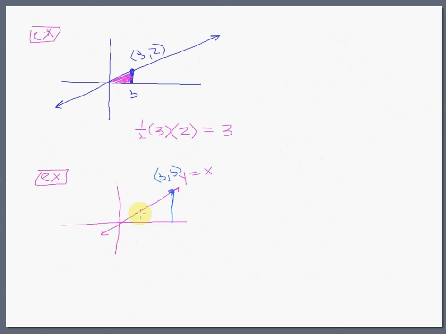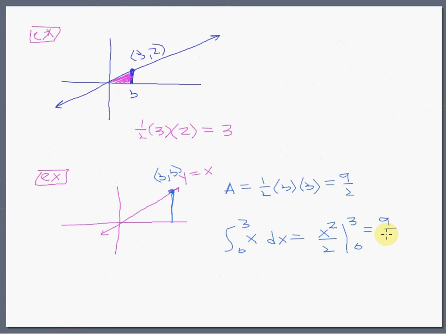So we could use it finding area. So the area under there of the triangle is 1/2 base times height, which is going to be 9/2. Or you could find the same thing taking the integral of x from 0 to 3. Just wanted to show you how this is the same thing. So then here we would get x squared over 2 from 0 to 3 is equal to 3 squared, which is 9, over 2 minus 0, which is 9/2.